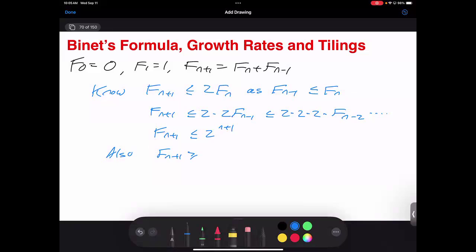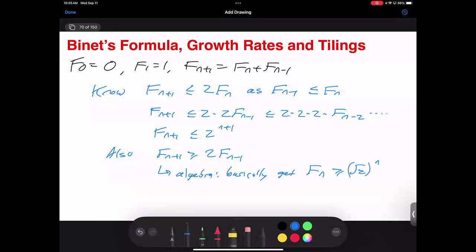So what would be a lower bound for Fn plus 1? 2 Fn minus 1. So what this is telling us is every time we increase the index by 2, we at least increase by a factor of 2. So with a little bit of algebra, which I don't want to do, we basically get that Fn is greater than or equal to the square root of 2 to the n.